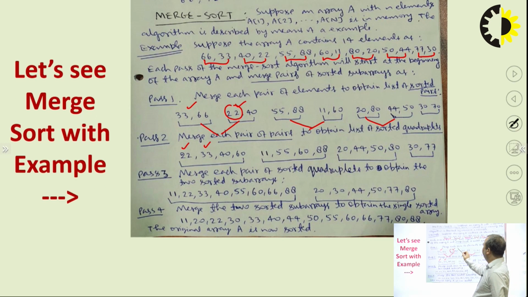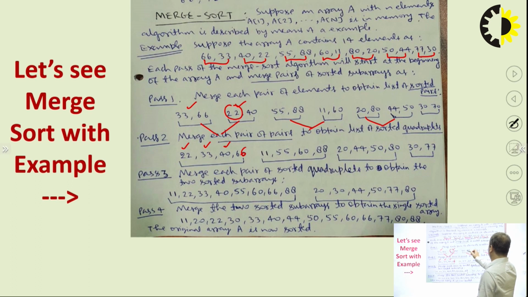Then we would have 40 and 66. Which one will be lesser? 40, okay. And 22, 33, 40, and this is not 60, this will be 66. यह wrongly जो है लिख दिया गया, यहाँ पे क्या होगा, 60 ना होकर क्या होगा, 66 होगा, okay.